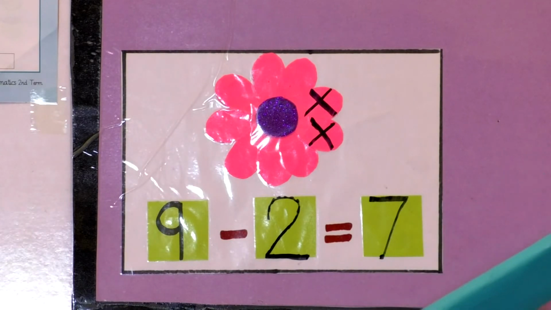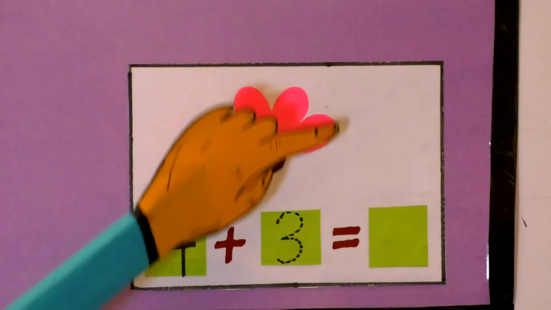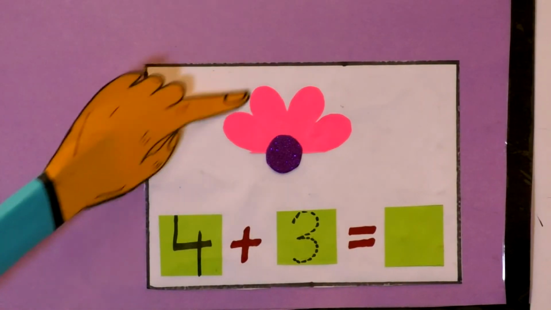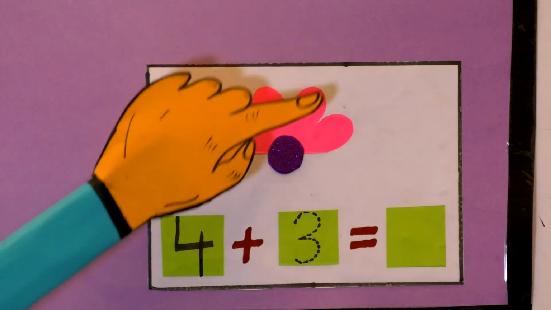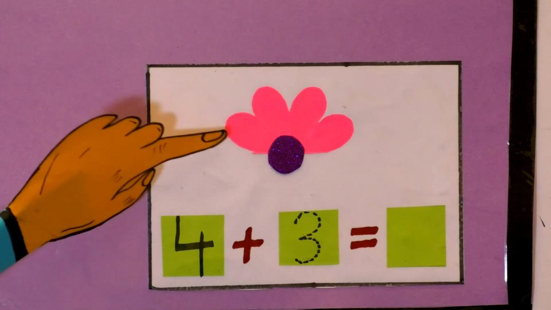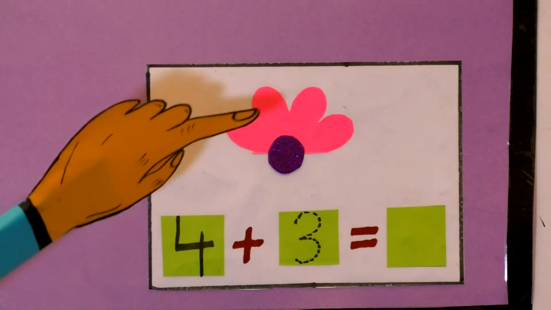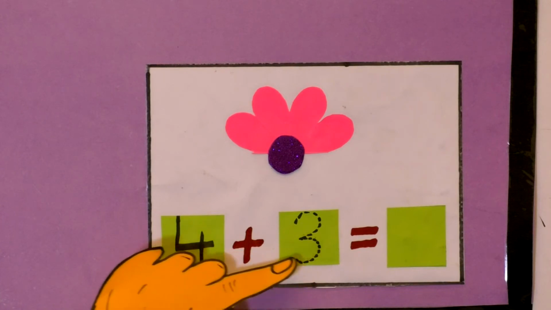Look at the flower. How many petals do we need? We are making a group of 7. But how many petals are here? Here are only 1, 2, 3, 4. Just 4 petals are here. So they are less than 7. We will add more petals. How many petals will we add? It is written in dotted form.